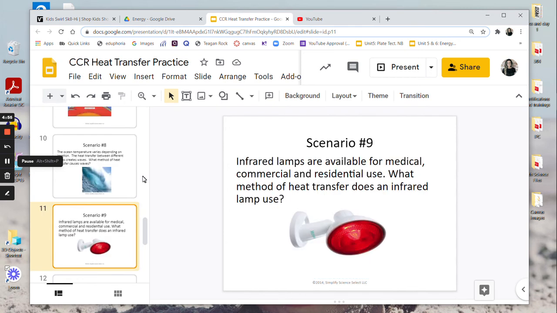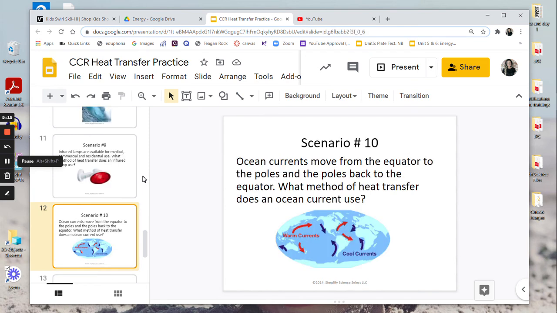Scenario number 9, infrared lamps are used for medical, commercial, and residential use. What method of heat transfer do infrared lamps use? Infrared lamps use radiation, because if you stand next to one, you would feel the heat on your face. That is not through direct contact, so that is going to be radiation.